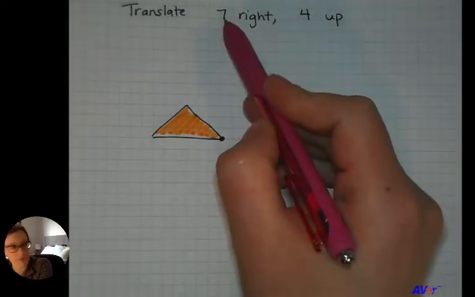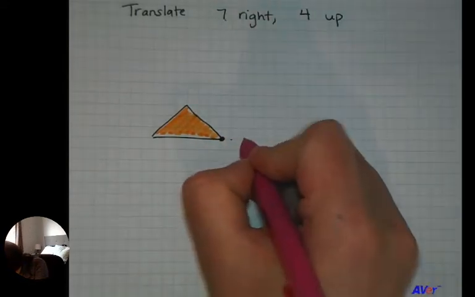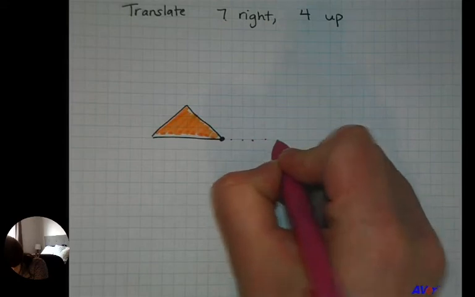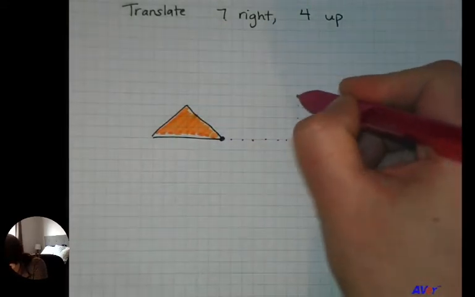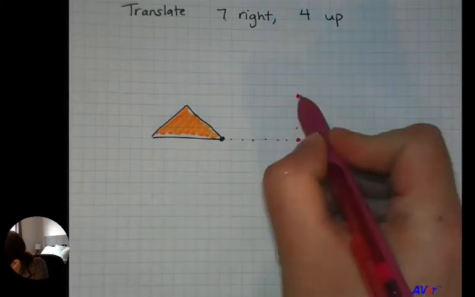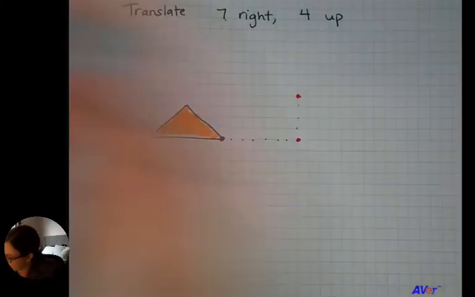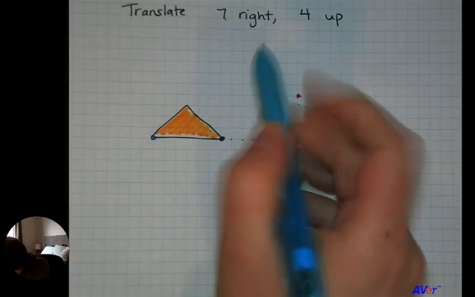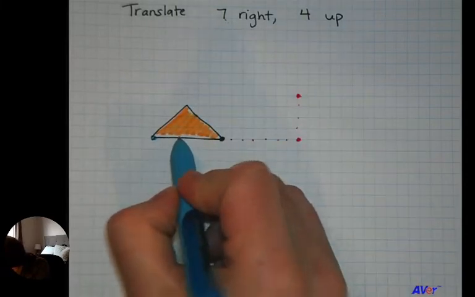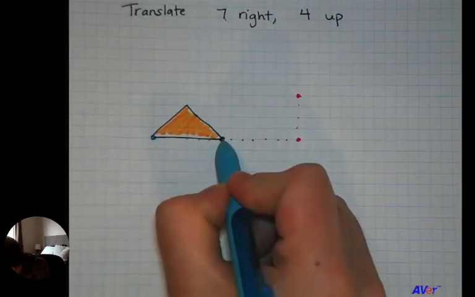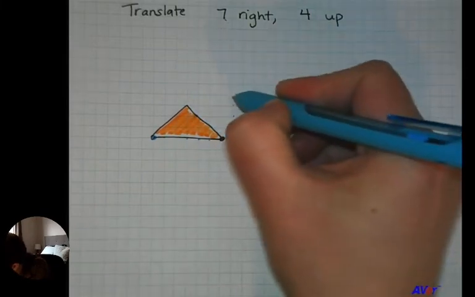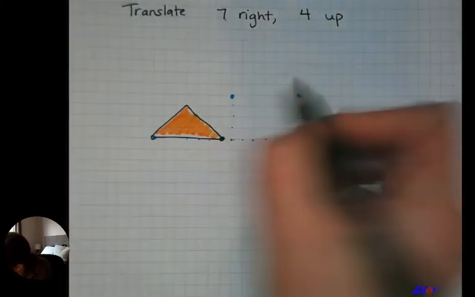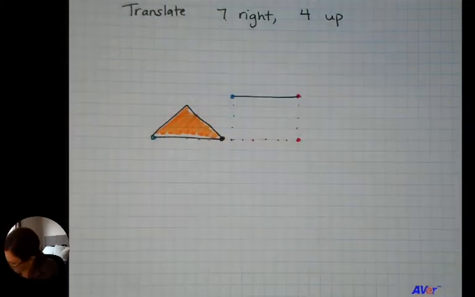And I'm going to go 7 right. 1, 2, 3, 4, 5, 6, 7. Up 4. 1, 2, 3, 4. So this corner is now here. Now I'm going to do this corner. 7 right. 1, 2, 3, 4, 5, 6, 7. Up 4. 1, 2, 3, 4. So there's the bottom of my triangle.